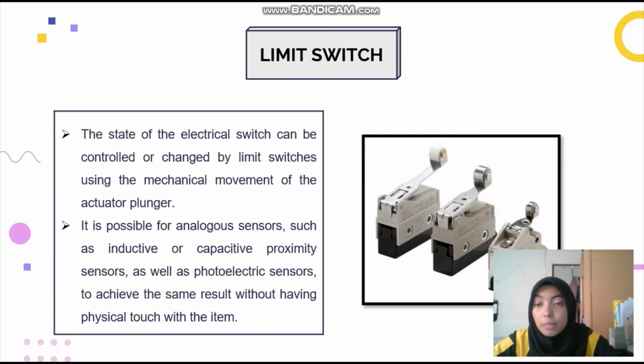Next is the limit switch. The state of the electrical switch can be controlled or changed by the limit switch using the mechanical movement of the actuator plunger. It is possible for analogous sensors such as inductive or capacitive proximity sensors, as well as photoelectric sensors, to achieve the same result without physical touch with the item.